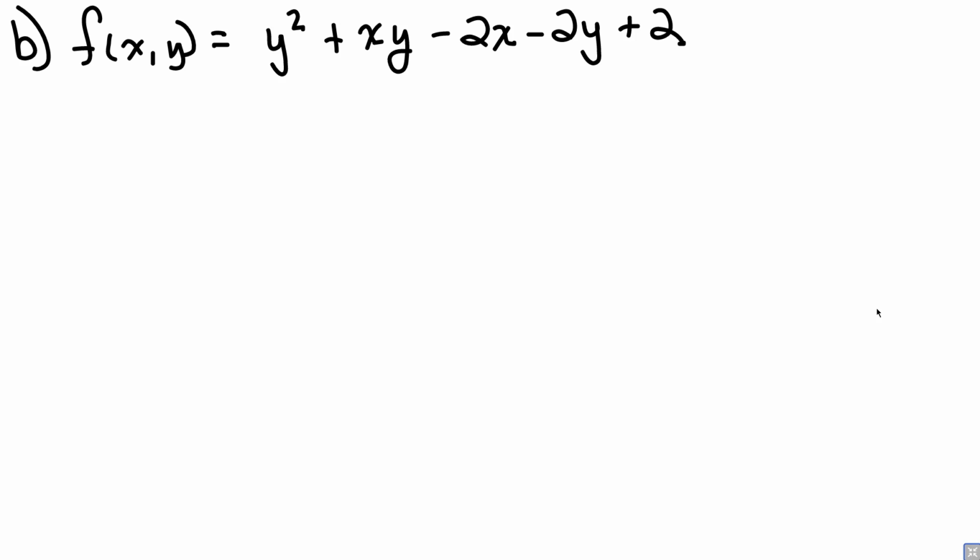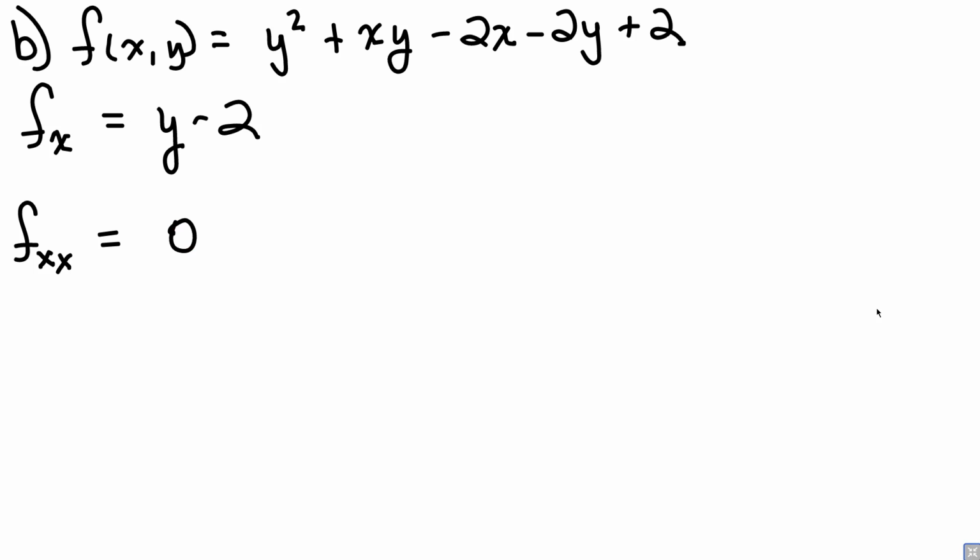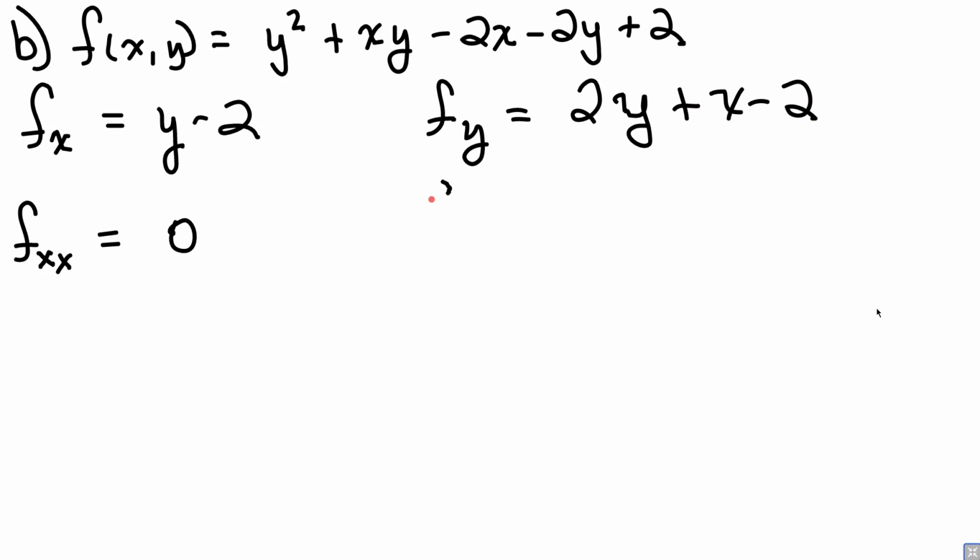If we do the first order partial in respect to x, what would that be equal to? We're going to have y minus 2. If we do the second order partial in respect to x, what will we get? We get 0. If we do the partial in respect to y, what are we going to get? 2y plus x minus 2. What would be the second order partial in respect to y? 2. What would be the mixed partial? 1. Just 1.